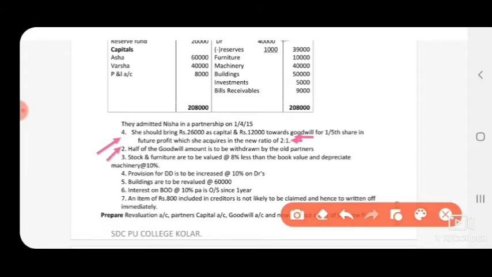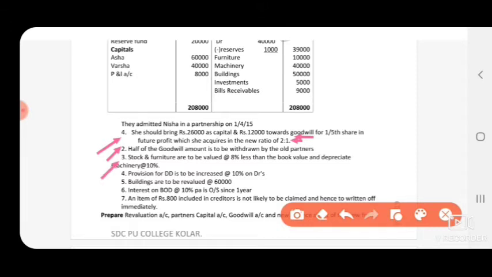So this sacrifice ratio you have to use to share the goodwill amount. Next, half of the goodwill is to be withdrawn by the old partners. So total goodwill 12,000, in that half amount is withdrawn by the old partners. And next, this entry we have to record on the debit side under partners capital account.